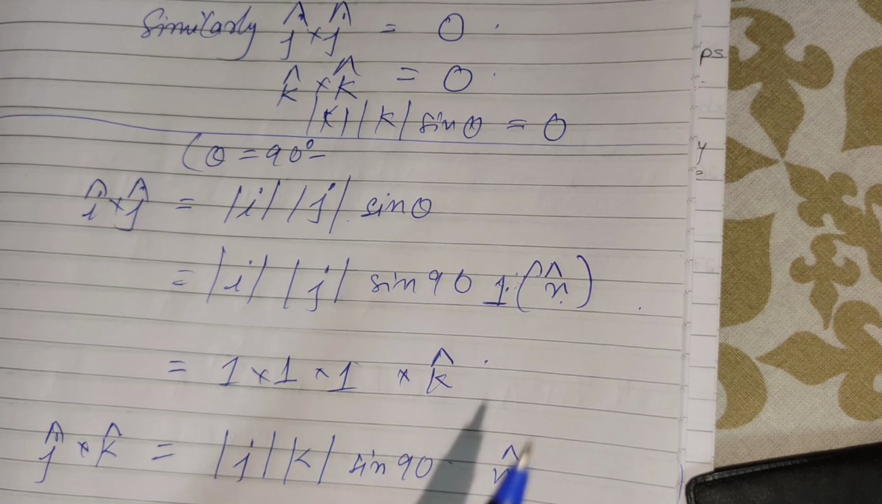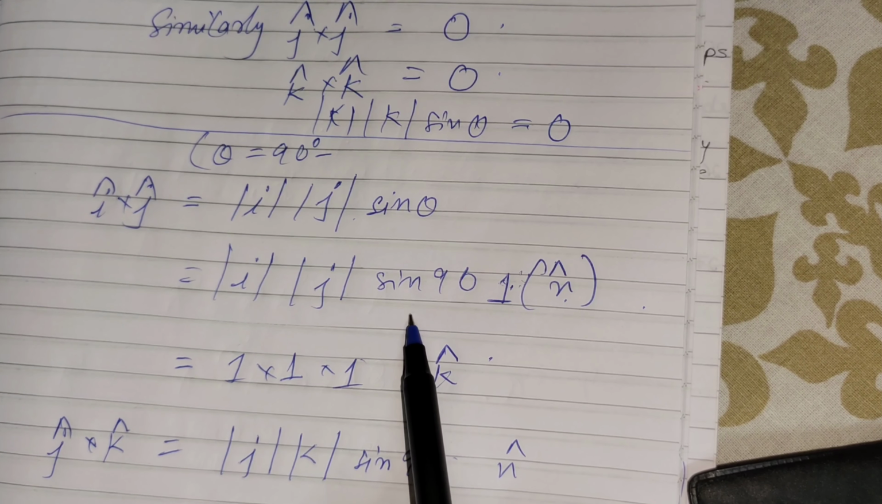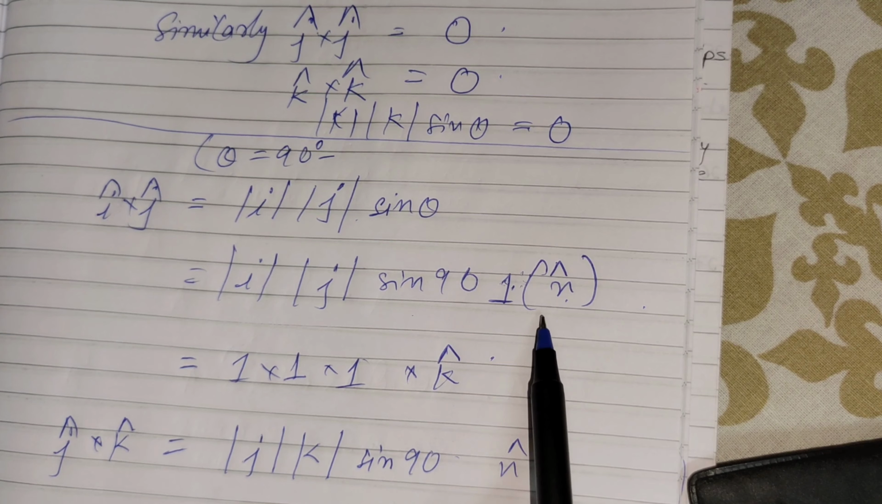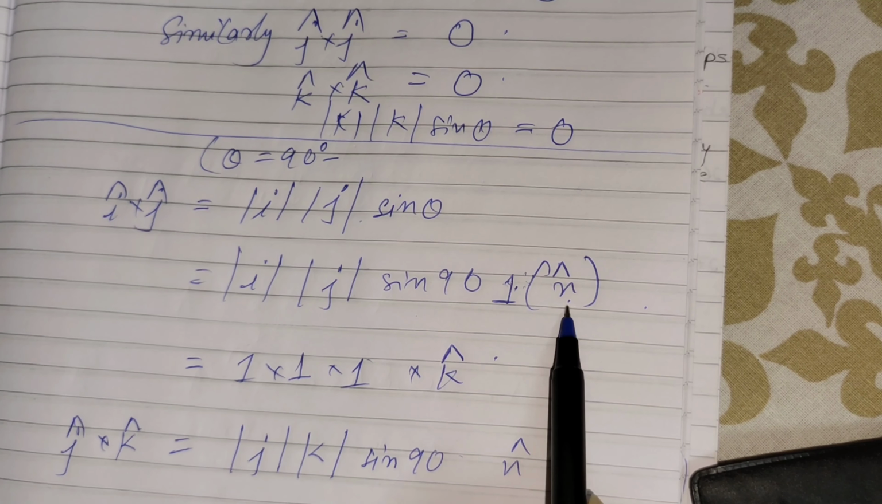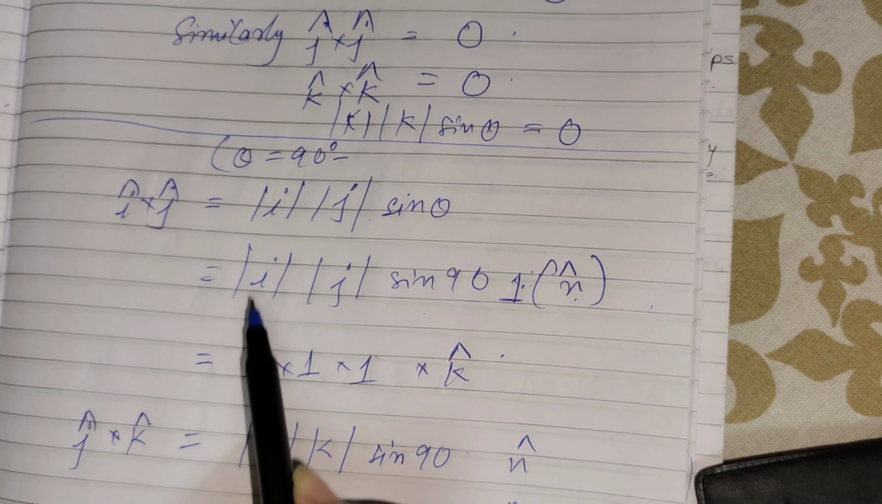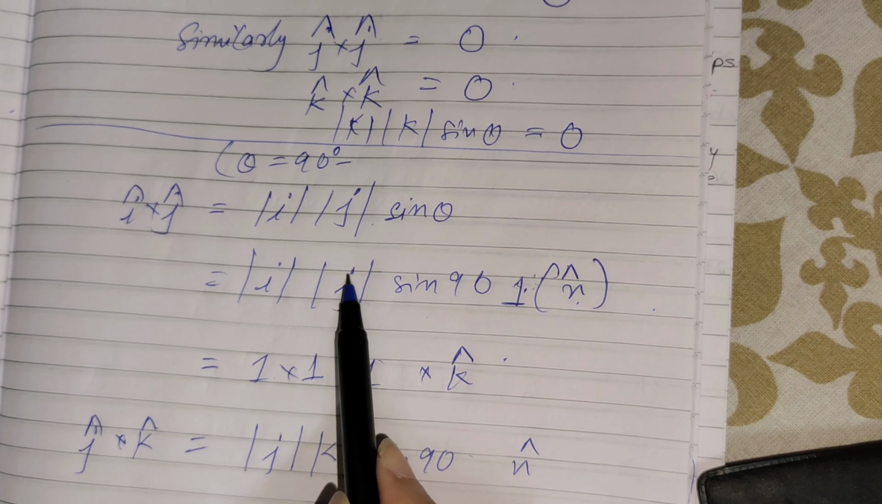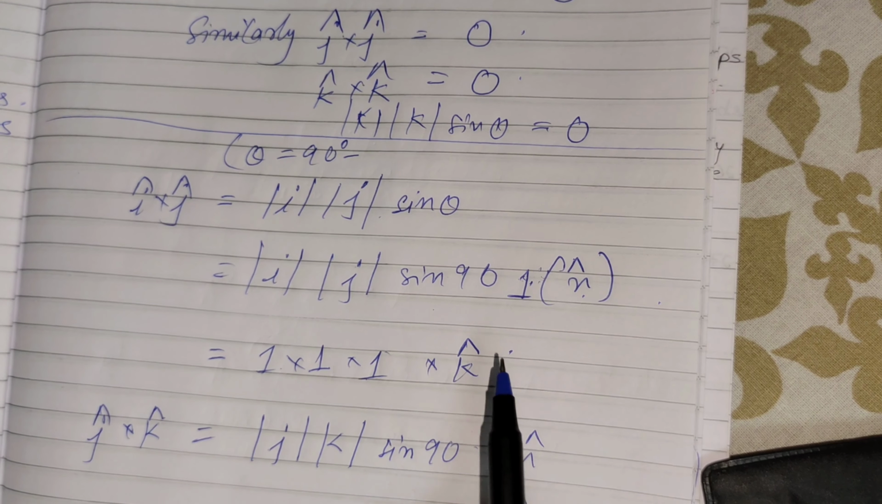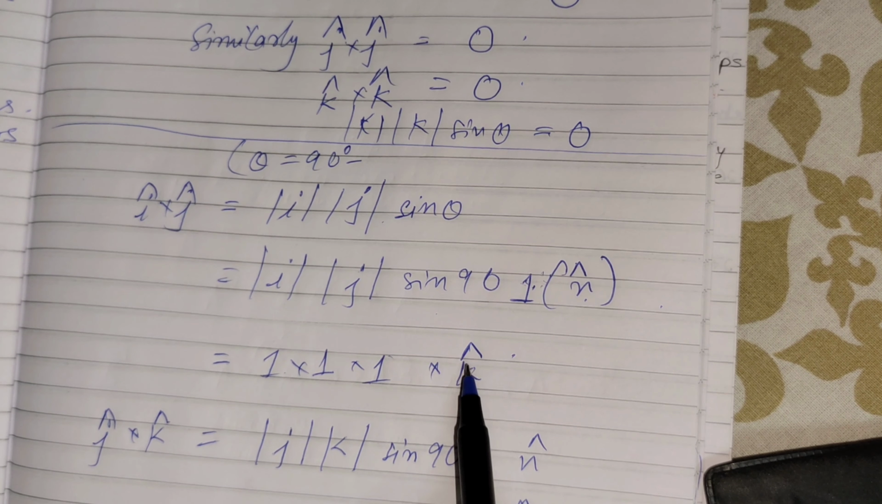But wait. Since it's a vector product, it should also have a direction, that is n cap. As I told you earlier, this is not a scalar product. Okay, so mod I is 1 because it is a unit vector, mod J is 1 because it is a unit vector, and sine 90 is 1, and the direction would be K.